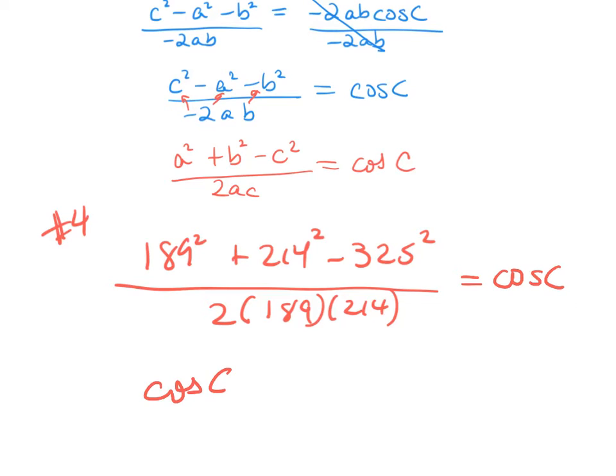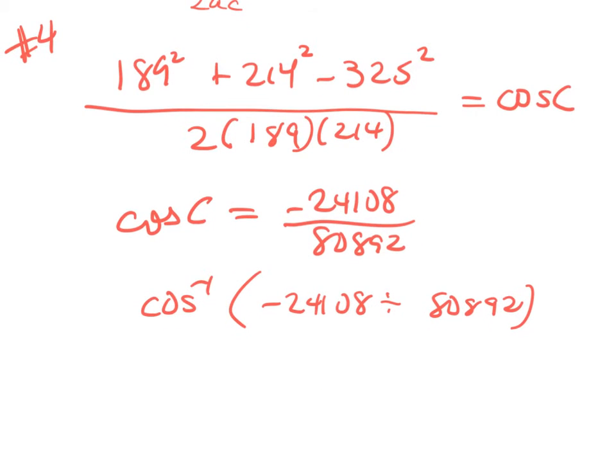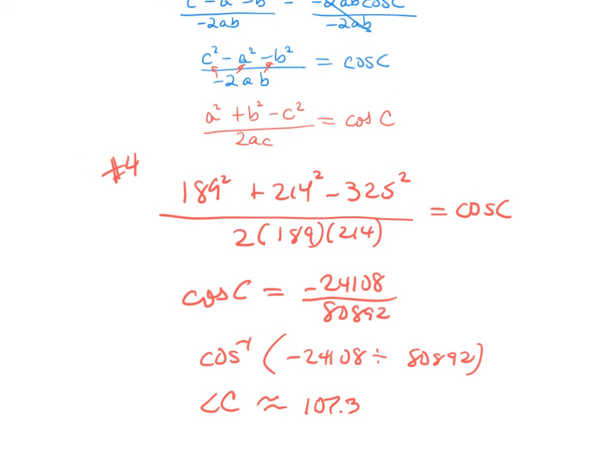And now cosine c is equal to, and then the top becomes negative 24108 over 80892. So really what I could do is cosine negative 1, divide these, and then I get angle C, and it equals 107.3. So if you'd rather memorize this to find cosine C, you could do that. However, whatever way you're going to be practicing, that's what I recommend you do.